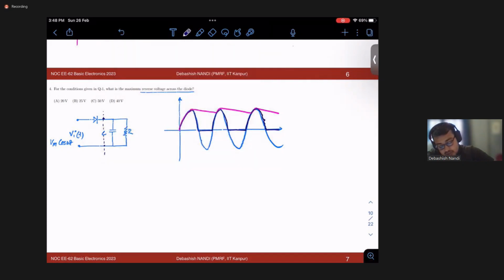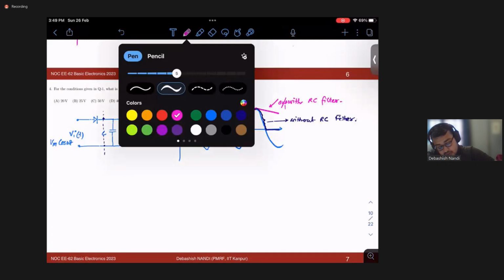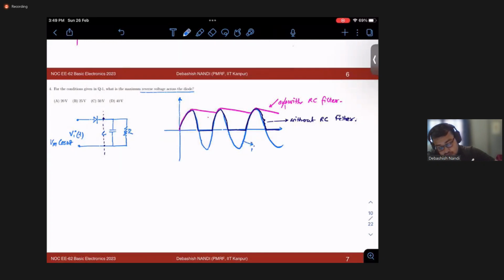Okay, this is without RC filter. This is your output, output with RC filter, and this is your input, right?